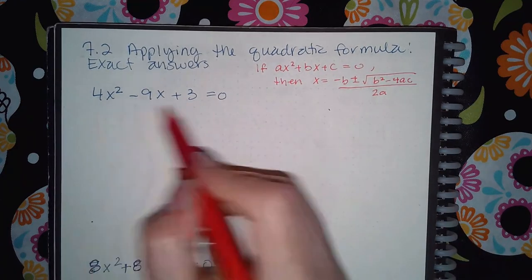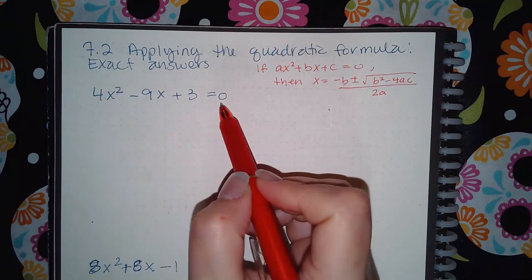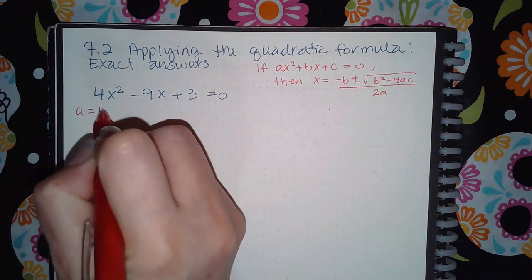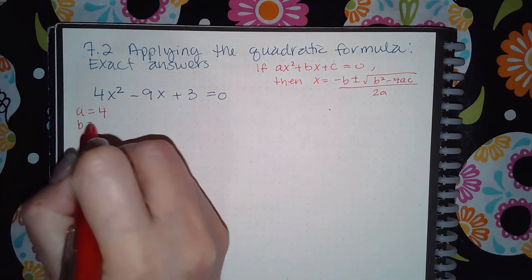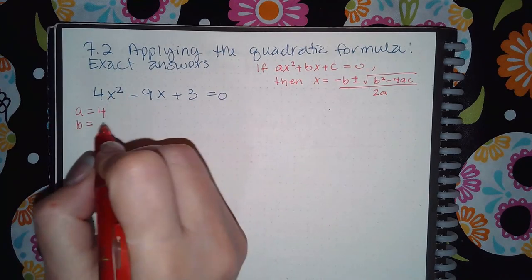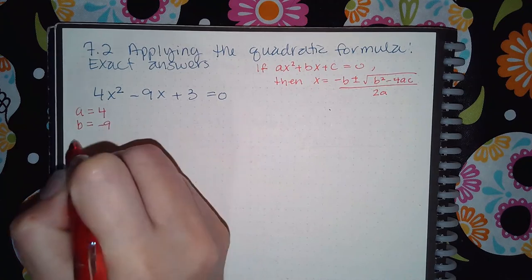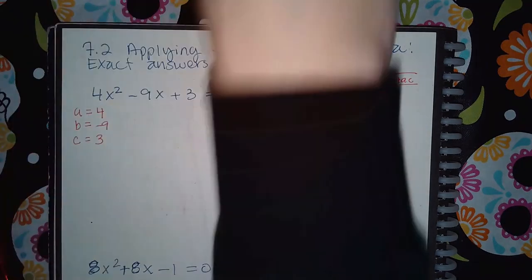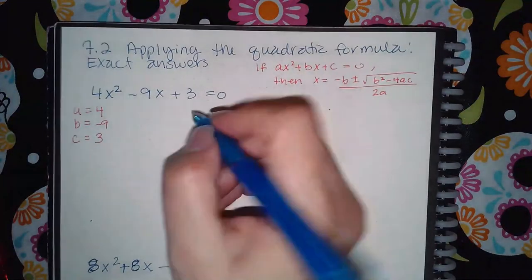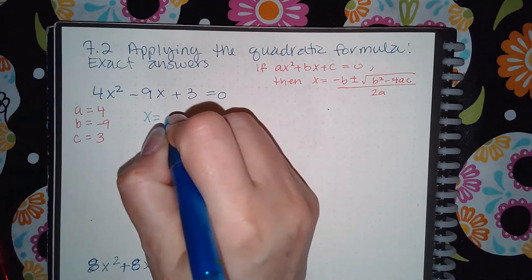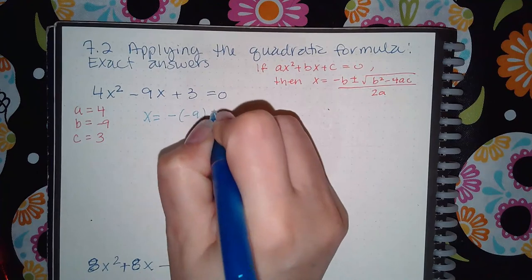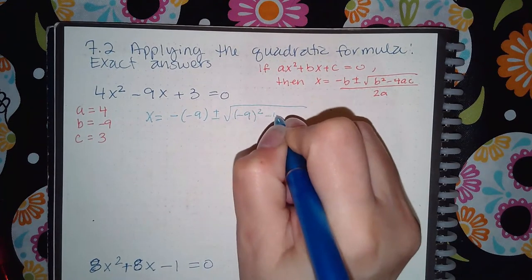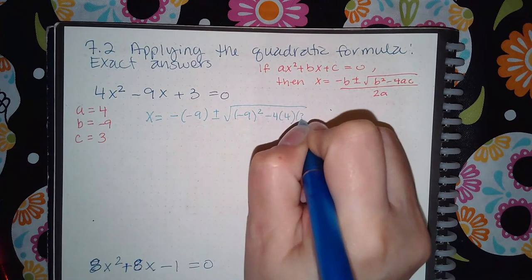So in this example, it is already equal to 0. So I'm just going to identify a is the coefficient of x squared, which is positive 4, b is the coefficient of x, which is negative 9, and c as the constant, which is positive 3. Now when I plug them into the formula, it's going to be negative b plus or minus the square root of b squared minus 4ac.